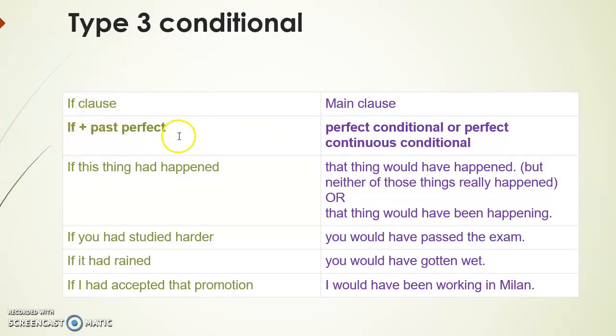If clause, if plus past perfect, the main clause perfect conditional or perfect continuous conditional. If this thing had happened, that thing would have happened, but neither of those things really happened, or that thing would have been happening. If you had studied harder, you would have passed the exam. If it had rained, you would have gotten wet. If I had accepted the promotion, I would have been working in Milan.